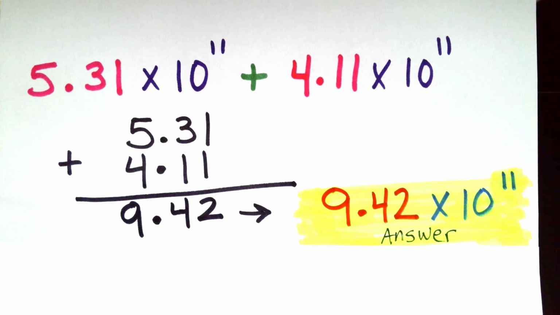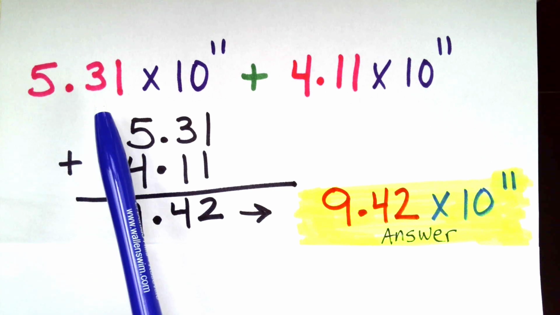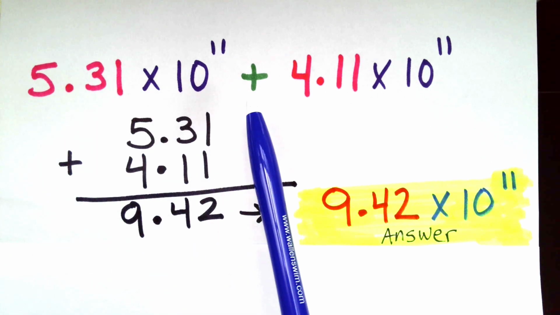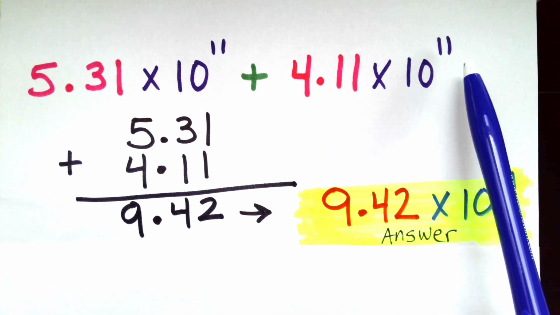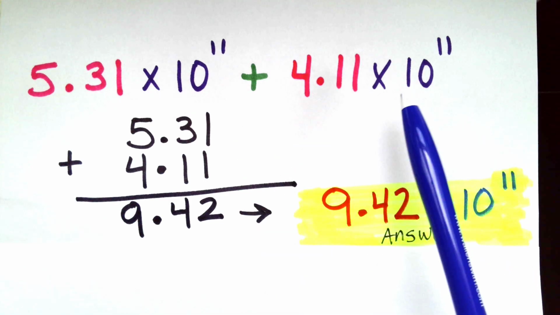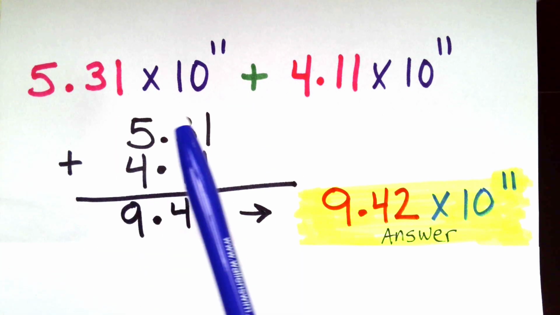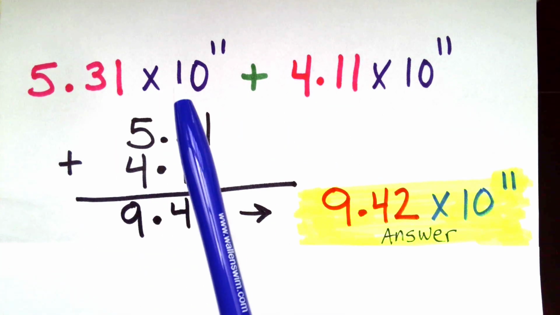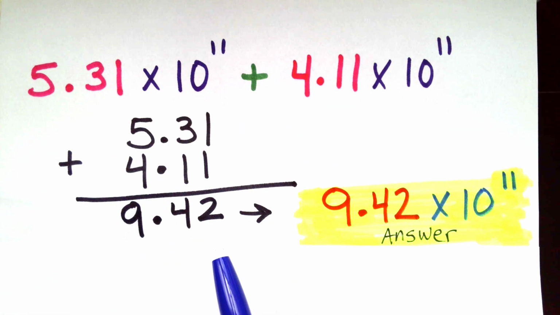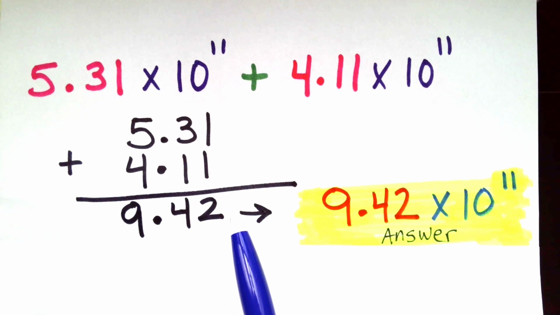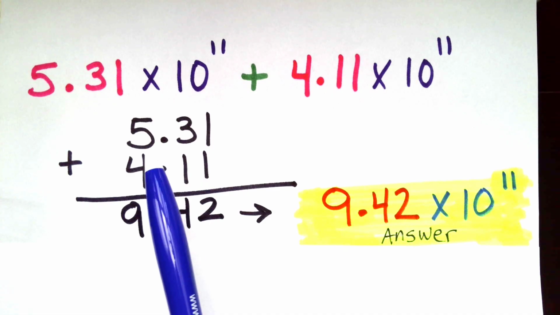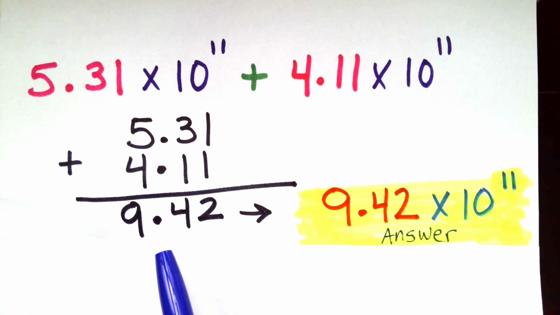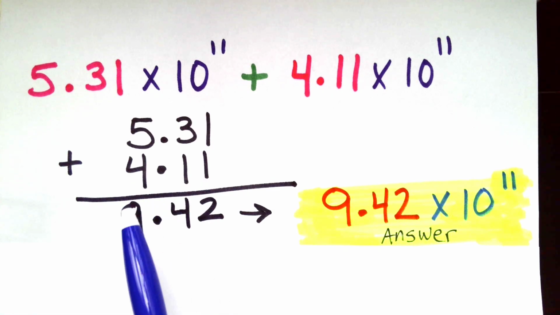All right, we've got the pause and practice example number 2. Coefficient 5.31 times 10 to the 11th power plus coefficient 4.11 times 10 to the 11th power. The base is the same, exponent's the same. I'm going to stack these two values with the decimals lined up and add the digits. 1 plus 1 is 2. 3 plus 1 is 4. Lining up the decimals in our answer when we add and subtract. And then 5 plus 4 is 9.